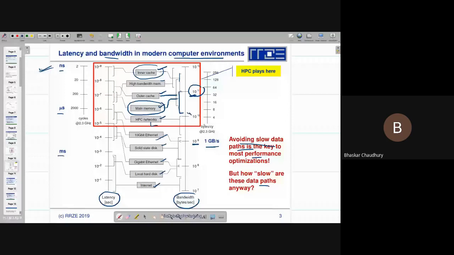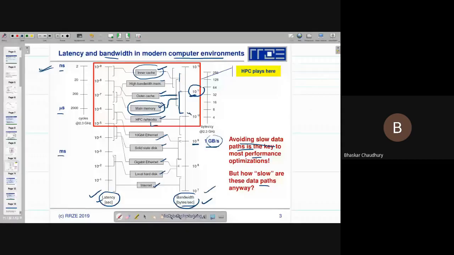Once again, I will explain this curve. On this curve, the y-axis is bandwidth, which is bytes per second. Sorry, the right-hand side, and the left-hand side is latency, which is in seconds. These are the typical memory components from where data is fetched, and each of them has different latency and different bandwidth. The fastest one in terms of bandwidth and latency is the inner cache, and then gradually the slowest one probably will be the internet.